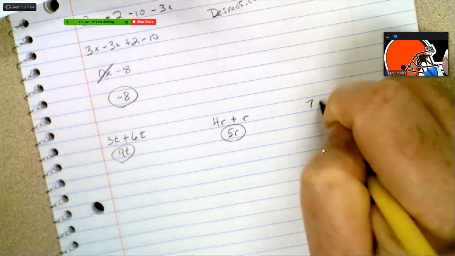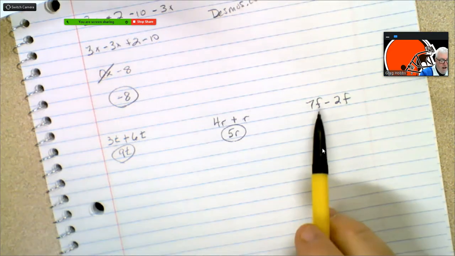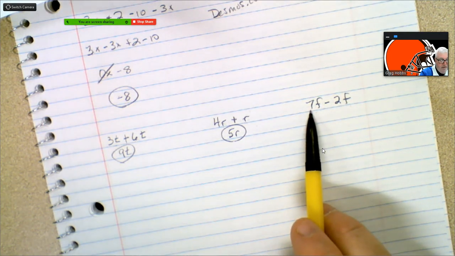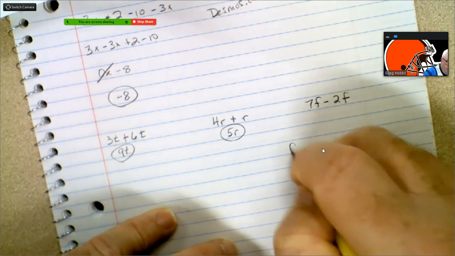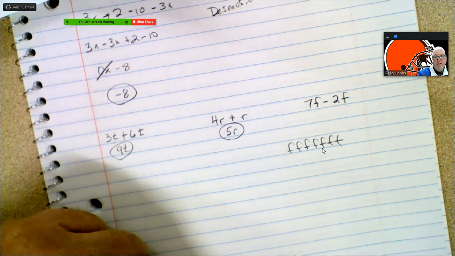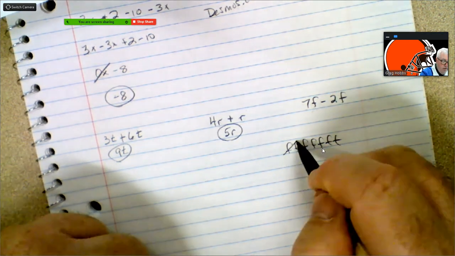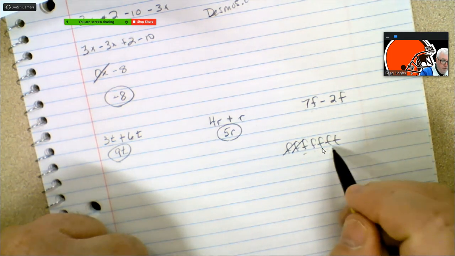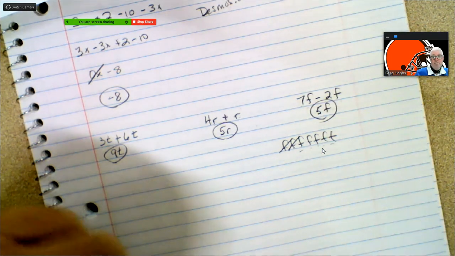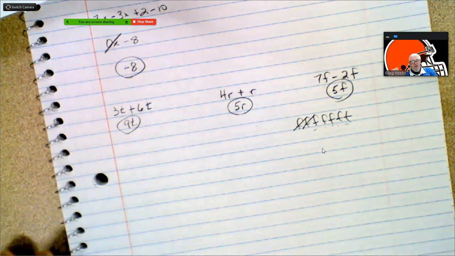7f minus 2f. Like terms. I look at the coefficients. If I have 7f's, and let me write that out. 1, 2, 3, 4, 5, 6, 7. I have 7f's. And I want to subtract 2 of them. I end up with 1, 2, 3, 4, 5. 7 minus 2, 5f's. That's all we're doing. Don't make this harder than it is right now.